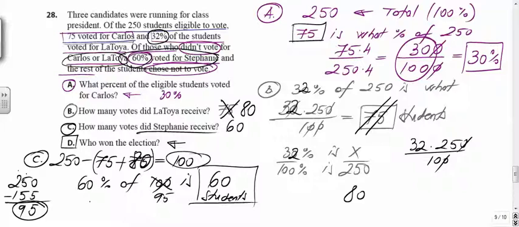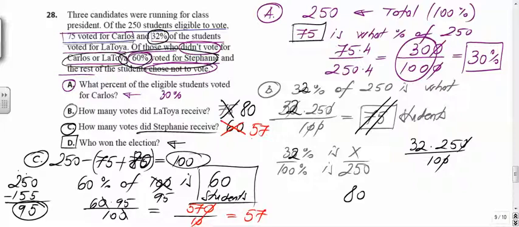To find that, you will multiply 60 times 95 and you will divide by 100. Okay, and I have 6 times 95, 6 times 5, 30, 6 times 9, 54, plus 3, 57, divided by 100, by 10, and that leaves me with 57 students. So instead of 60, it would be 57 students. For Stephanie, we know the answer for D. We knew the answer for D right away.